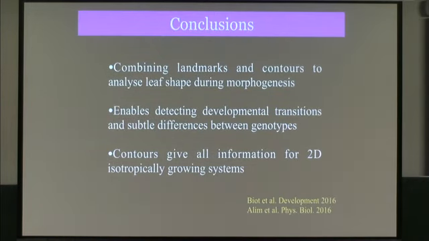So, I'll stop here. By combining landmarks and contours, we can analyze the developmental trajectory of a leaf. And contours give all information for 2D isotropically growing systems, because that's what corresponds to the condition of conformality. Thank you for your attention.